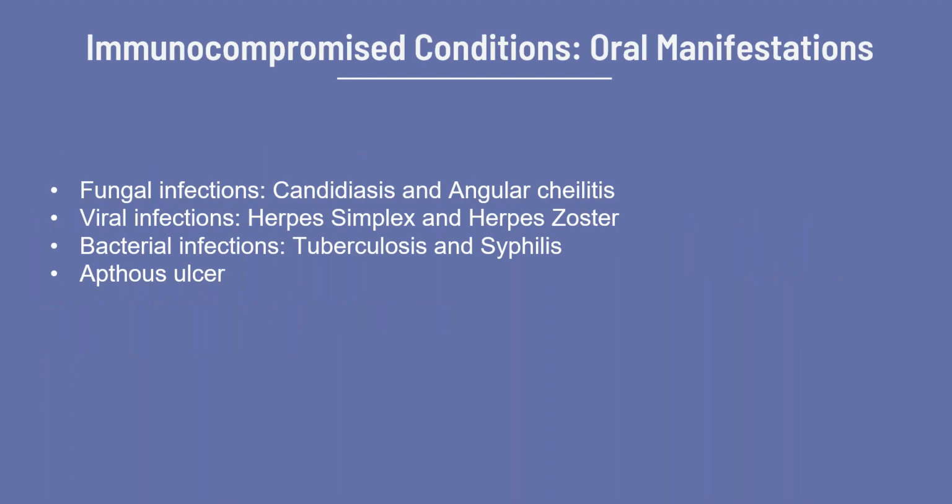The oral manifestations of immunocompromised conditions can be in the form of fungal infection, viral infection, and bacterial infection. The fungal infections are most commonly seen in the form of candidiasis and angular cheilitis. The viral infections can be herpes simplex and herpes zoster infections. The bacterial infections can be tuberculosis and syphilis. All these infections manifest in some kind of oral ulcers in the oral cavity, but these ulcers can be distinguished from each other according to their location and their size.